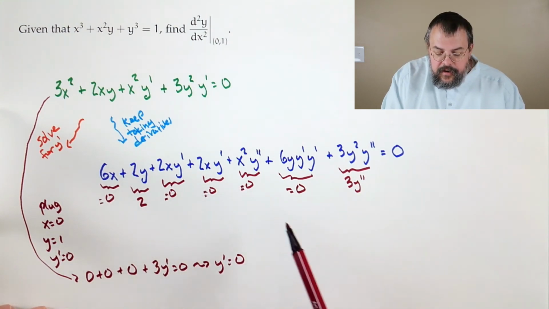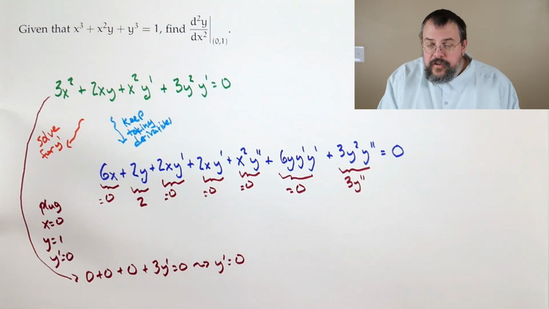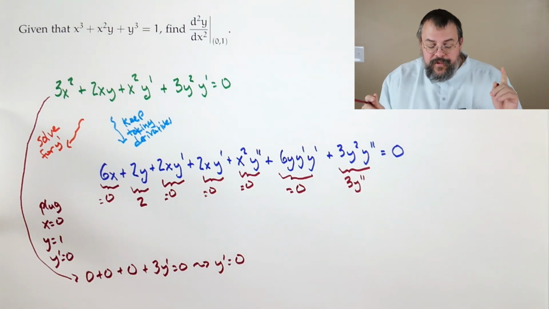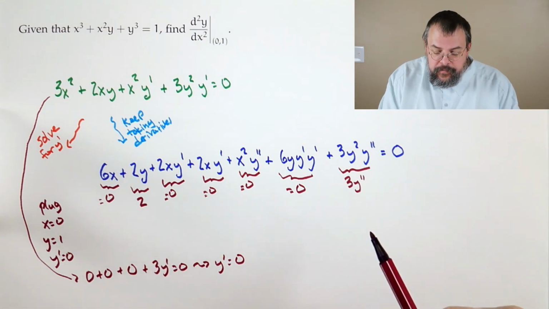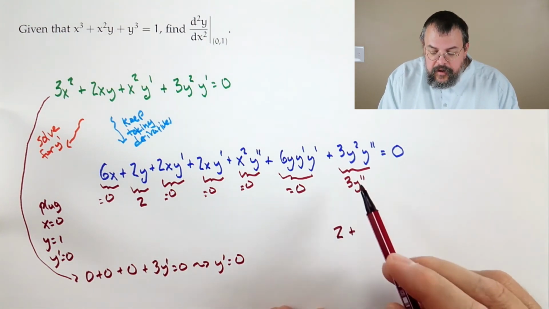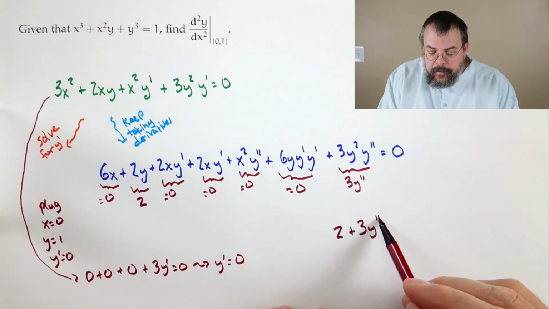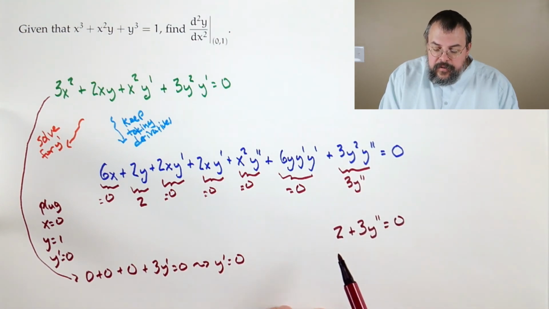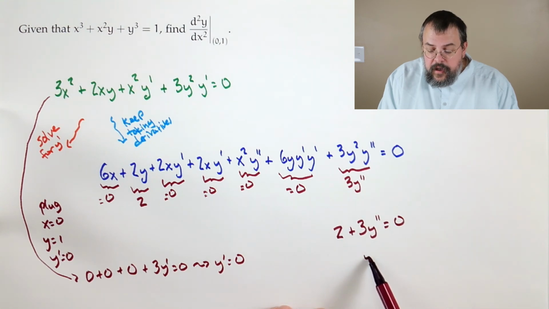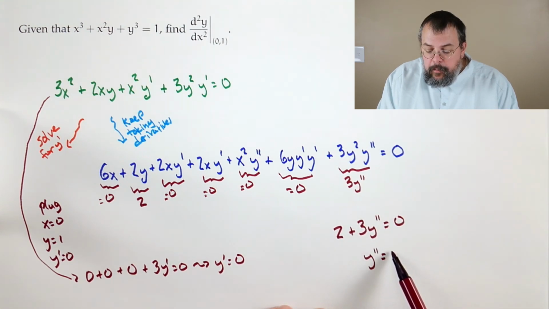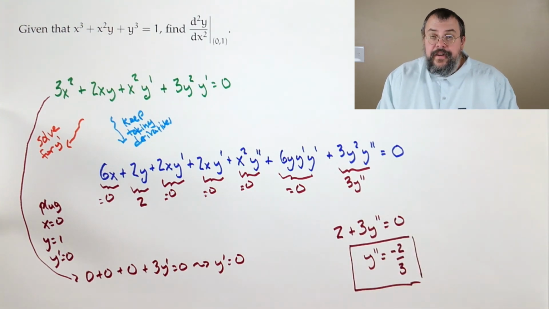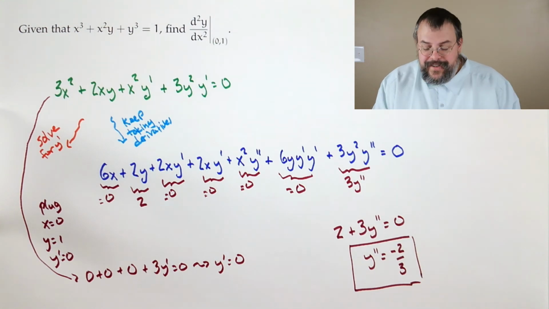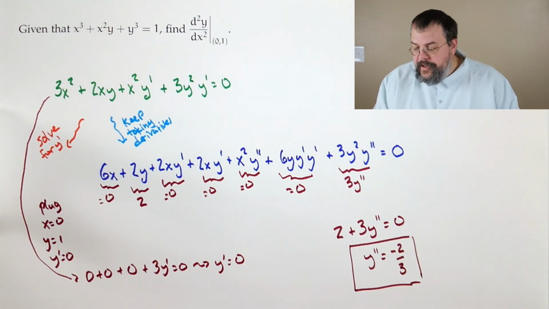So, lo and behold, what do we end up with? Almost all of it canceled. Not all, almost all. What didn't cancel was the 2, and then 3y double prime. So, subtract 2, divide by 3, y double prime equals minus 2 over 3. So, we can say that our second derivative is negative 2/3. And there you go.